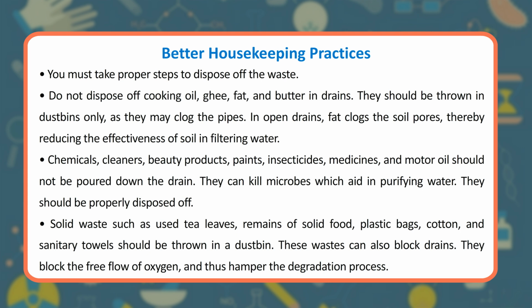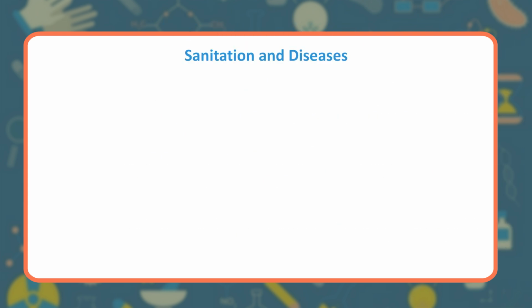Chemicals, cleaners, beauty products, paints, insecticides, medicines, and motor oil should not be poured down the drain. They can kill microbes which aid in purifying water. They should be properly disposed of. Solid waste such as used tea leaves, remains of solid food, plastic bags, cotton, and sanitary towels should be thrown in a dustbin. These wastes can also block drains. They block the free flow of oxygen, and thus hamper the degradation process.